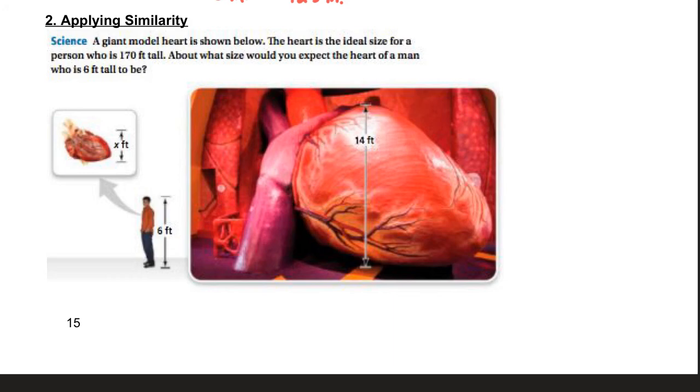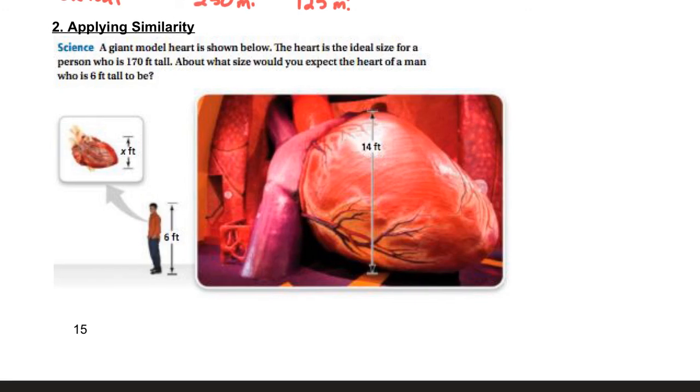So, when we figure this out, what would be the heart of a normal sized man? Well, let's set up our proportion. Let X be the heart of a normal, realistic human as the ratio of the human's actual height. Okay? So X and 6. This is the normal size. And then the ratio for Mr. Giant here, or Mrs. Giant, would be 14 to 170. So if your heart was 14 feet tall, you'd be 170 feet tall, if this is all proportional.